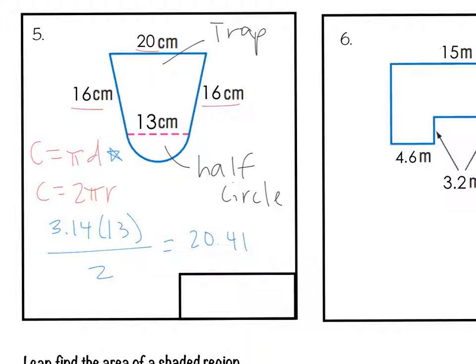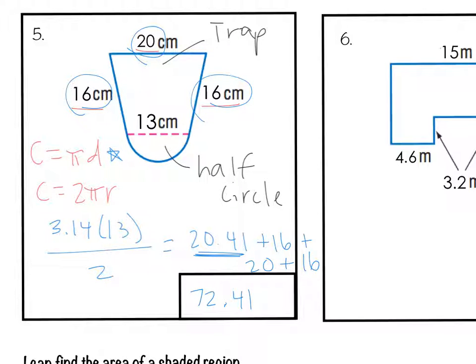So I know now when I want to add up this entire outer region of the figure, it's 20.41 plus 16 plus 20 plus another 16. So everything I had underlined plus that circumference of that half circle. And 20.41 plus 16 plus 20 plus 16 gives me 72.41, and I'll just label it centimeters since it's finding the perimeter.